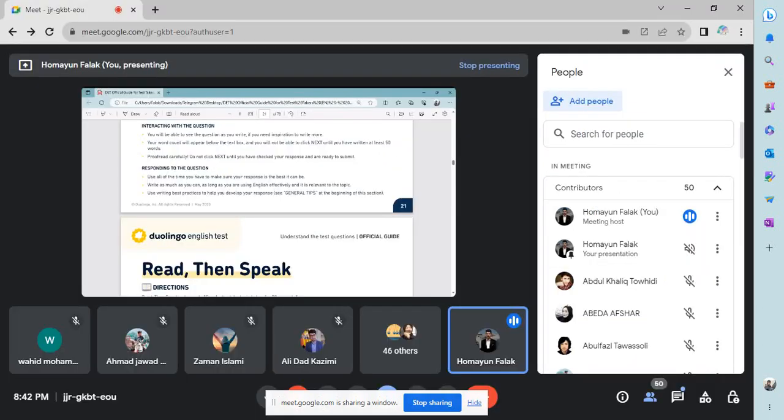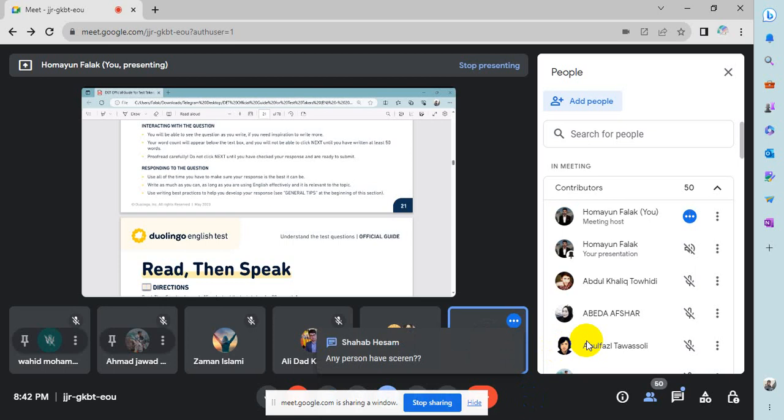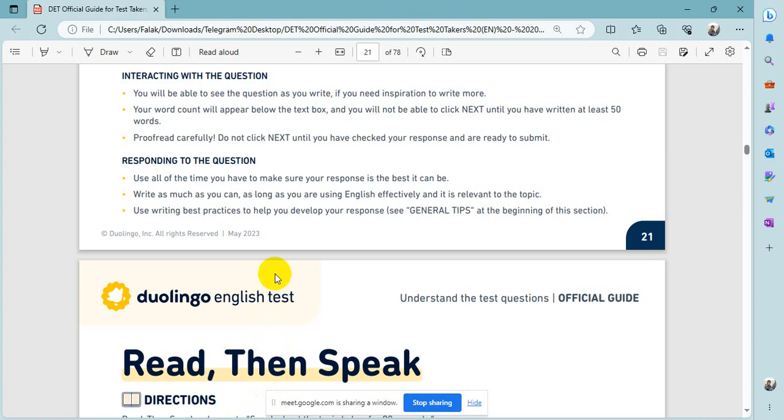Don't think that if you, for example, complete it in 3 minutes, they will give you a good score. No, it's not that way. Finishing the question in just 3 minutes does not indicate that you're going to get a good score. No. And here the time is not the matter. If you finish it earlier or later, it doesn't matter. Just when they give you 5 minutes, use all the 5 minutes, and then write as much as you can, as long as you are using English effectively and it is relevant to the topic. That really, really works.